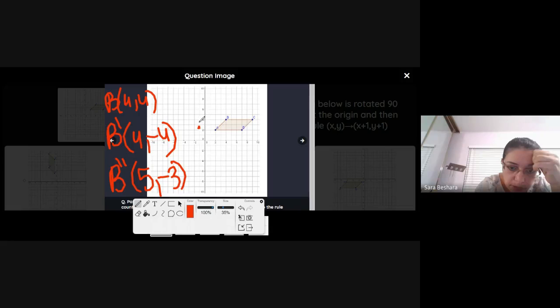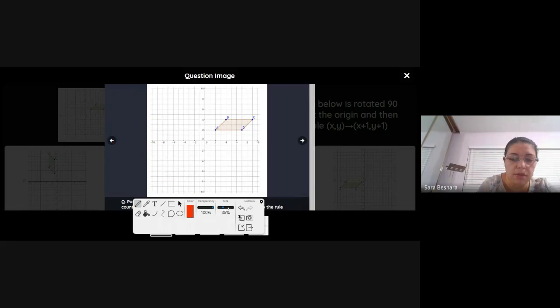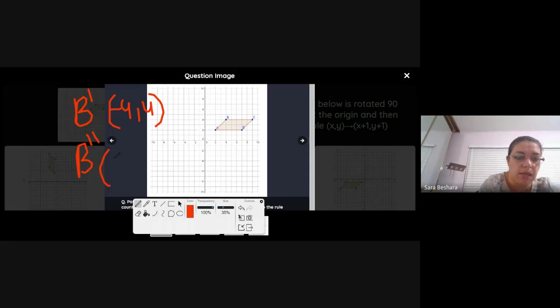It's (4, 4). You swap them, (y, x). So it's -4. Sorry, I did this wrong. I think I'm in a rush. It's (-4, 4). So this just makes the swap. So it would be (-4, 4). That's B prime. And then B double prime is add 1, so we get -3, and then add 1, we get 5. So it's (-3, 5).